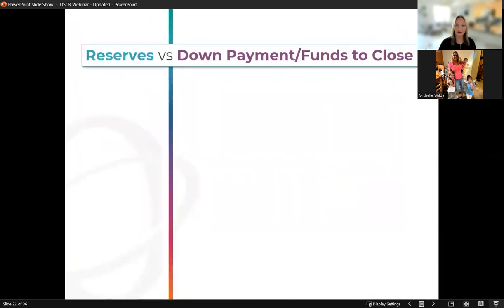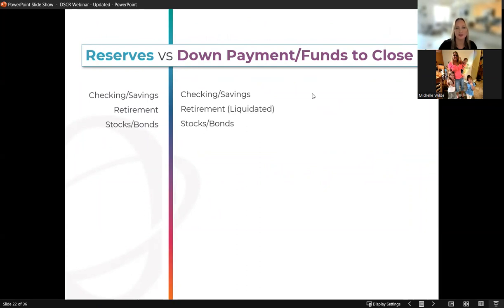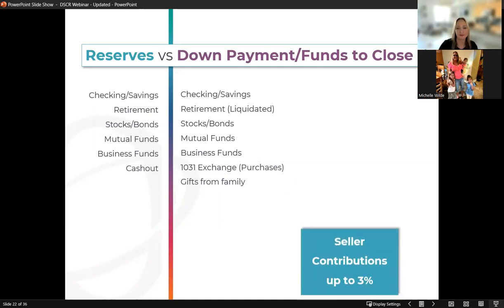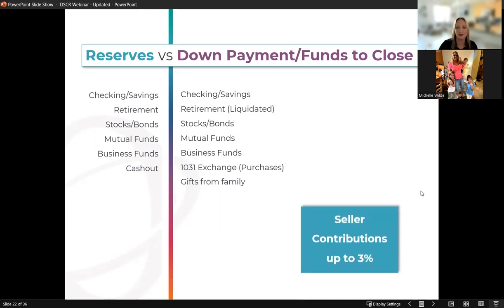So what can we use for reserves and what can we use for the down payment and funds to close? So obviously checking and savings for both. Retirement, if it's used for the down payment, it's going to have to be liquidated. Stocks and bonds, mutual funds, they can use business funds if they're an owner of the company. You can use cash out as reserves. We can do the 1031 exchange on purchases. And this is unique. You can use gift funds from family, even though these are investment properties, for the down payment. Also, seller contributions are allowed up to 3%.